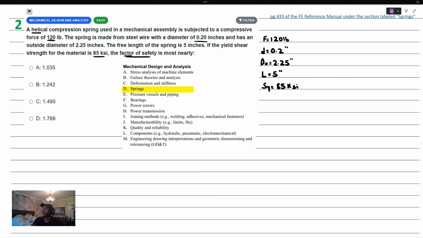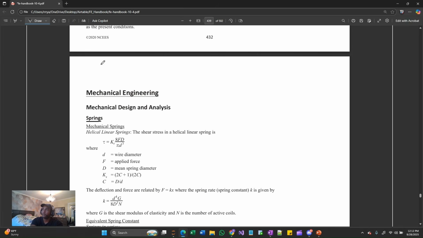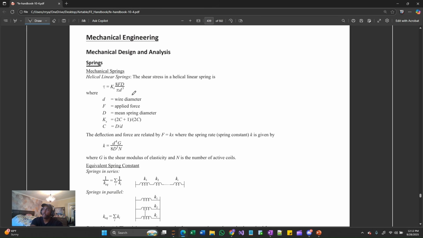Okay, so we have a spring here and it's being compressed. So we're going to have some shear stress induced inside of the cross section of that spring. And to quantify that shear stress, there's an equation inside of the FE reference manual. So I'm going to go straight to the FE reference manual here. Inside of the mechanical design and analysis section, there is a section on springs, and that is on page 433 of the reference manual. You can see that there is a relationship here between the shear stress and the force that's applied.